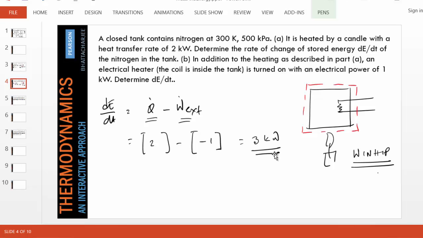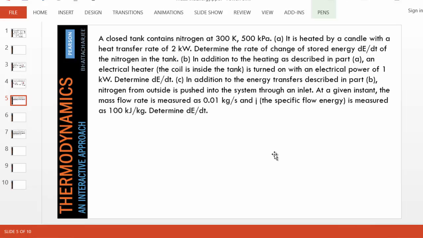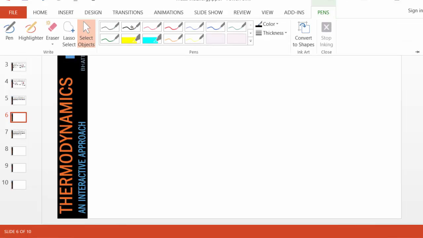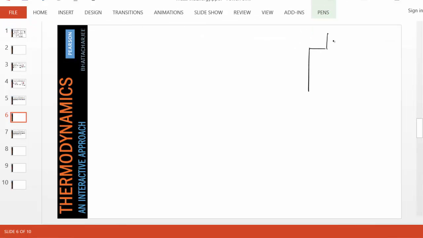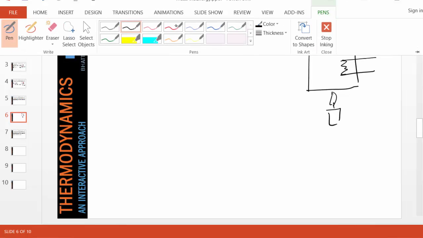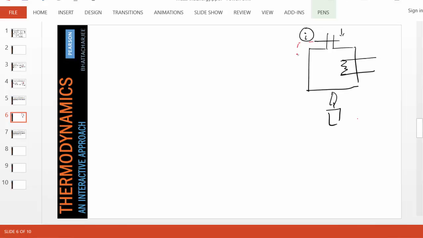Okay, let's complicate the problem a little further. Over here, in addition to all that we have done already, there is a mass flow, and we are asked to find the EDT. So let me draw a diagram again, but this time we have the candle heating with the same amount of heat. We have the electrical heater doing the same amount of transfer of electrical energy, but we also have, let's say, at the inlet, some mass going in. Let's do our boundary as before.